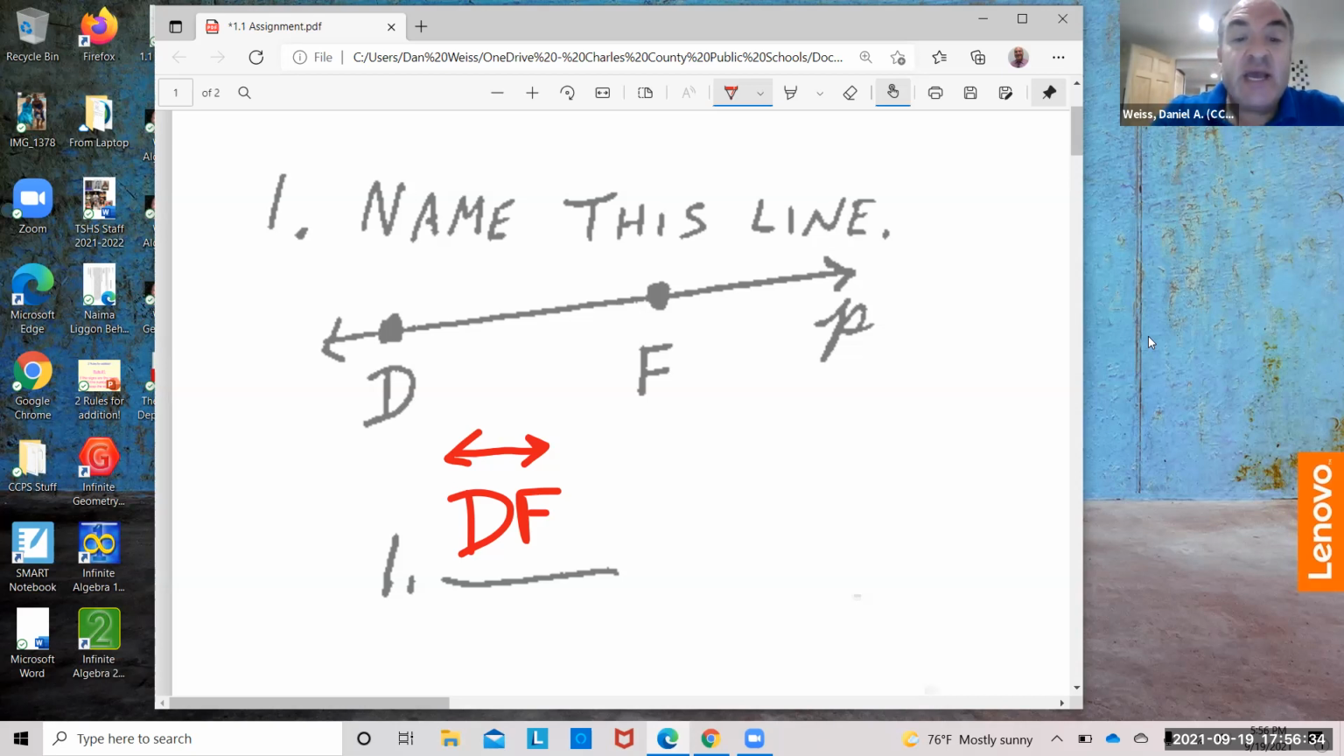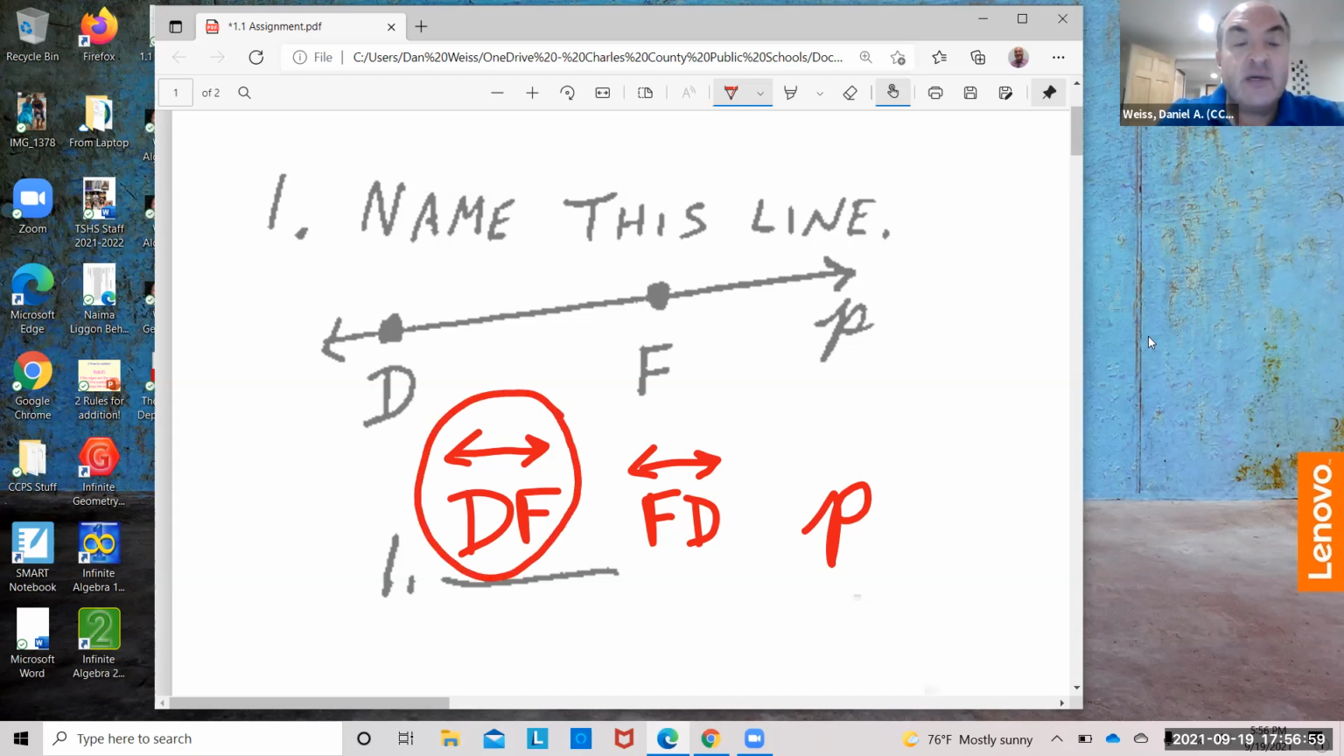So I could call it DF or I could call it FD with the line above it. The other thing I could call it is P. For some reason, I don't need the line, okay? The script letter is another way to name it. I would like to stick with this method right here. Just use the two letters, all right? Please use this in general, okay?